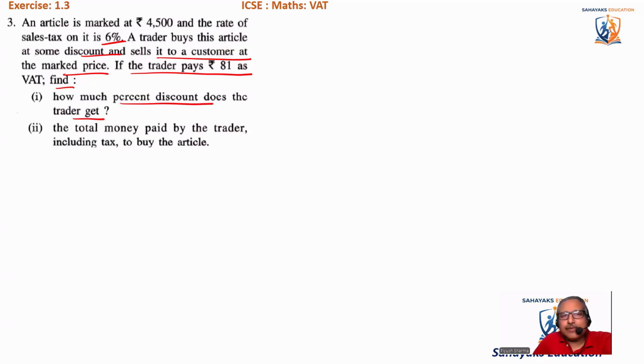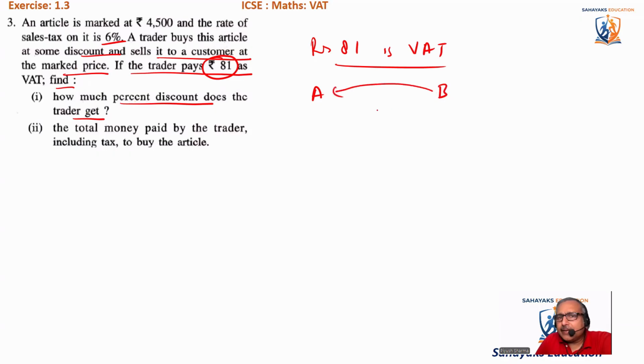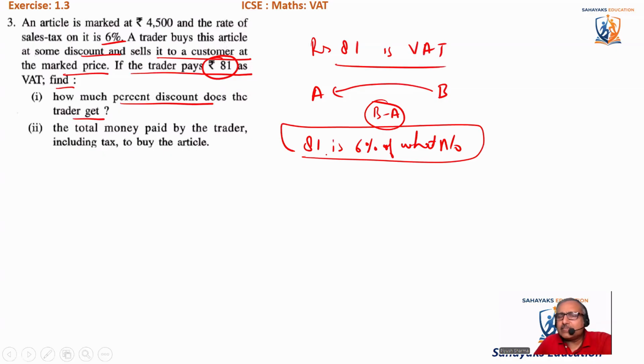Now see, first of all, he has paid a VAT of 81 rupees. So rupees 81 is the VAT he has paid, because he has appreciated the value from value A to value B. So we need to find out the difference, that is B minus A. That means on what value 81 will come as VAT, or you can say 81 is 6%, because 6% is VAT. 81 is 6% of what number? Because that is the value which has been appreciated, on which the trader is paying the VAT.